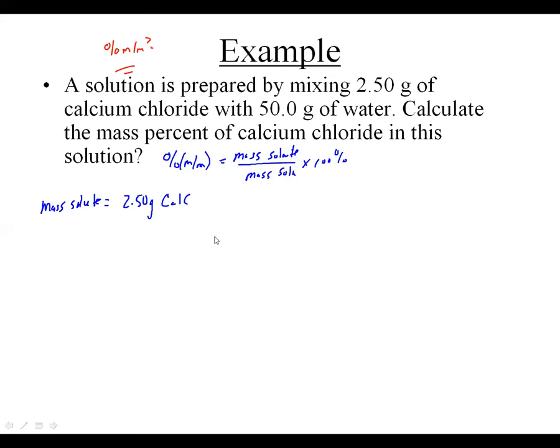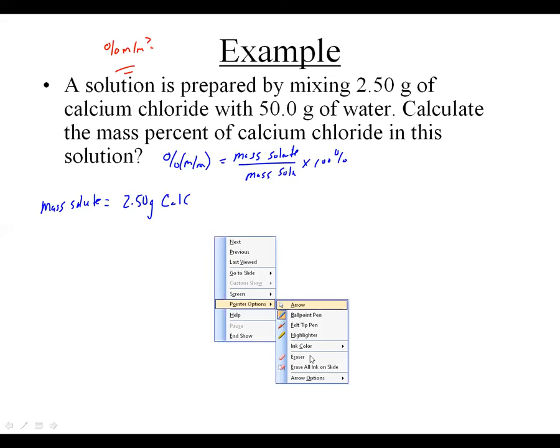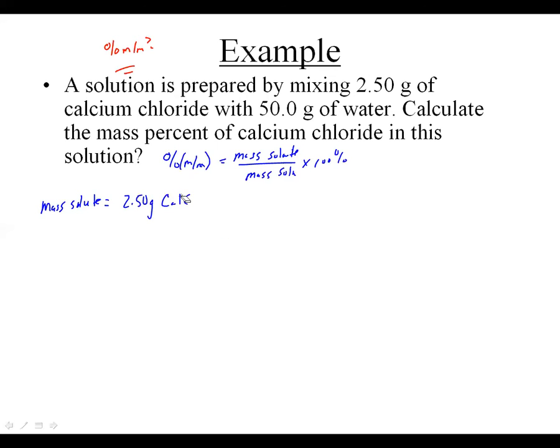Let's try that again. It's a good thing they made erasers, right? All right, let's try to write first and then think. Here we go, calcium chloride. So again, this is our solute. Again, this is a smaller part of the solution, while in this particular case, water would be our solvent. So the mass of the solvent is 50 grams here of water.